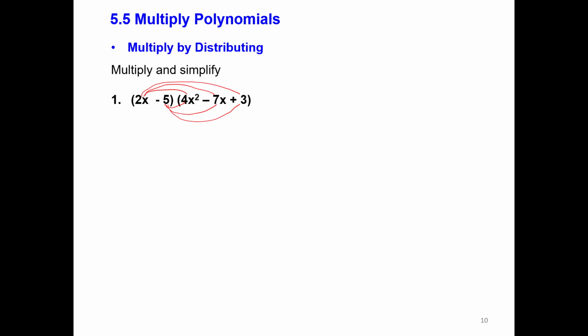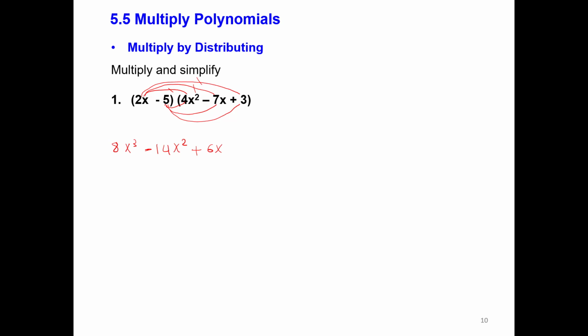2x times 4x to the second will be 2 times 4 is 8, x, 1 plus 2 is 3. We're done with this. Then 2x times negative 7x will be negative 14x to the second. We're done with this one. Now 2x times positive 3 will be positive 6x. We're done with this one.